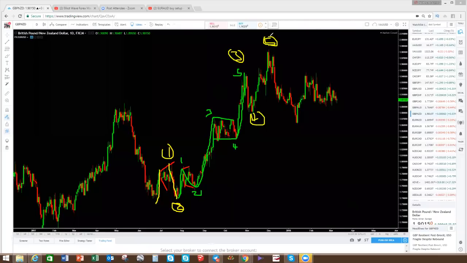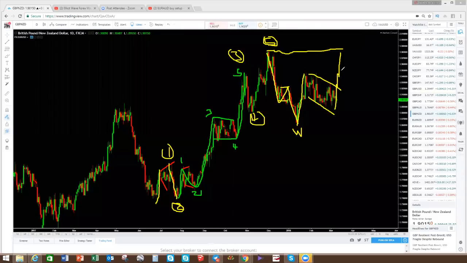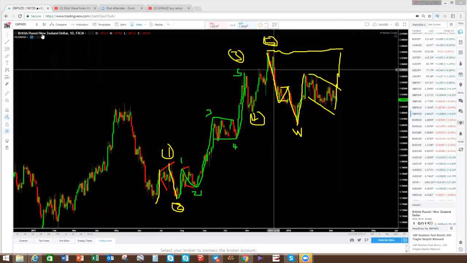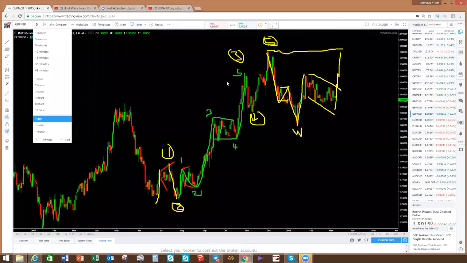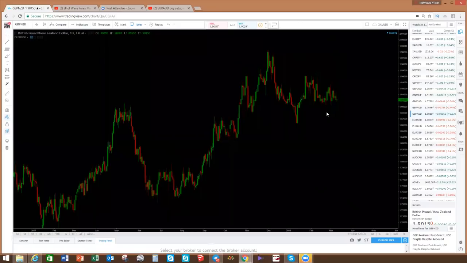What do we expect here? 3 waves down, 1, 2, 3, W. Now you're expecting 1, and you're getting this pullback, 3 waves pullback again, for a move to come and retest here. You saw Pound Aussie has already retested this top. This one has not retested it yet. So we're expecting this to possibly go and retest that top over there. So any move inside Pound New Zealand, we're looking to buy it out of this correction.